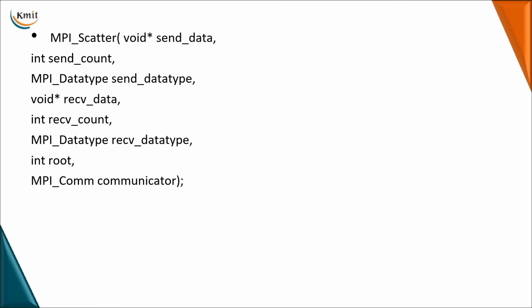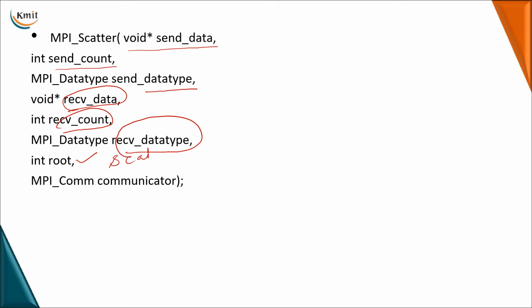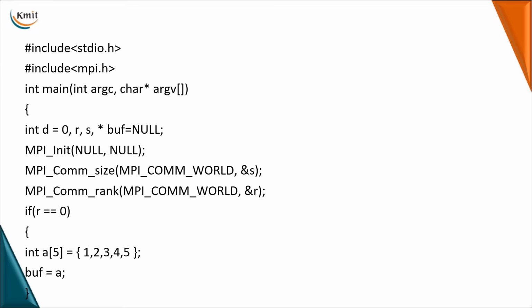And for MPI scatter, first of all, you need to have a pointer which actually contains the data. How many values are you sending to each and every process? What is the data type of the data present in your send buffer? And you should even have a pointer to receive the data. How many values are you receiving, and what is the data type of your received data? And which process is responsible for scattering the data? And this is your communication handle which is responsible for making the communication among multiple processes.